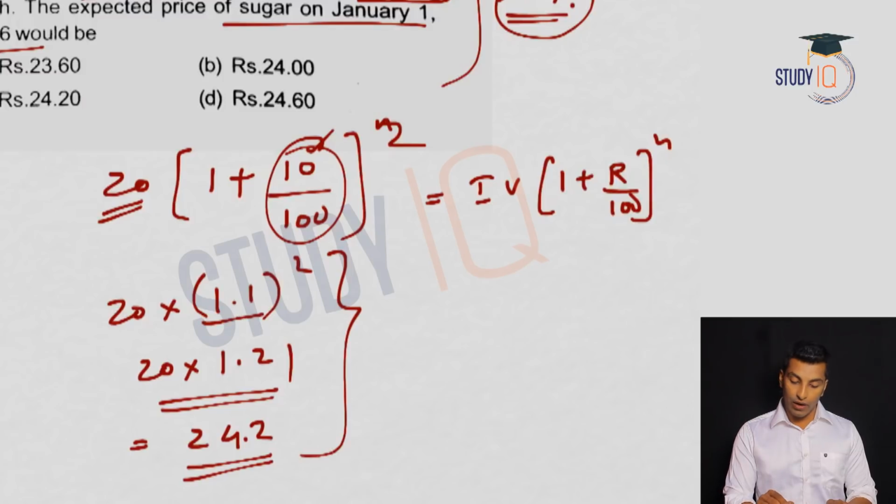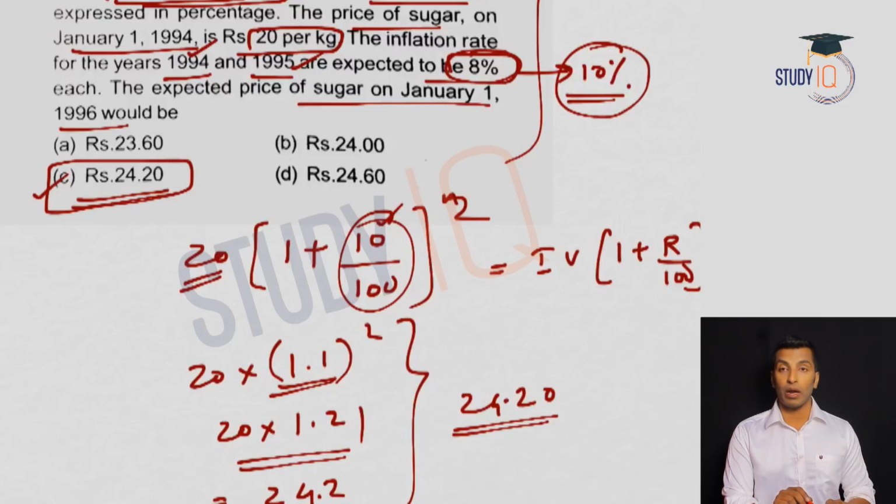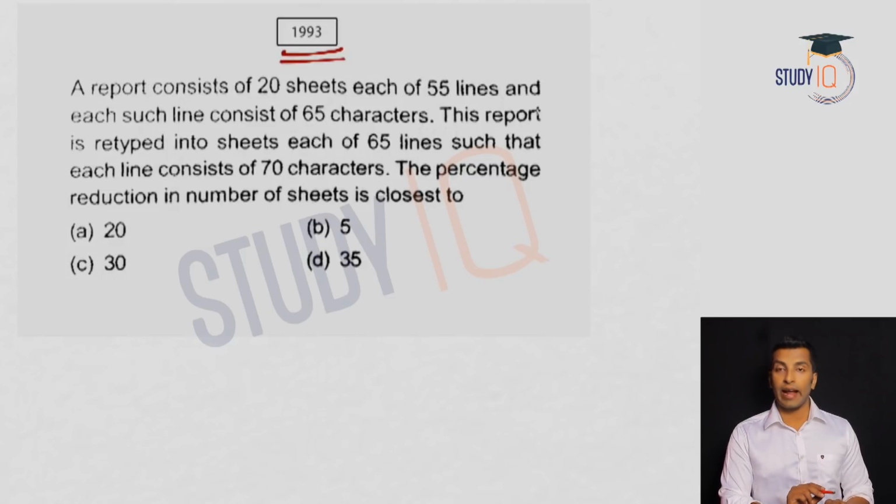See, you can do any approximation. You can take this 1.1 as 11. You can write it as 121. So if you write it as 121, 121 into 20 means 2420, but still you will mark it as 24.2 because from the options you will understand that. Okay, so 24.2 is your answer per kilogram. So that's the expected price in the year 96. Okay, so you can solve this question which was asked in 93.